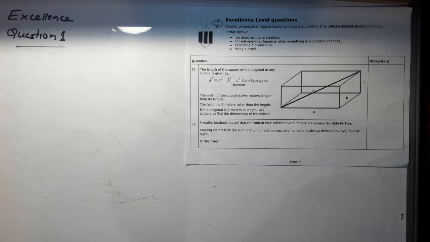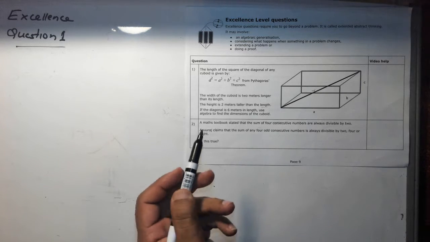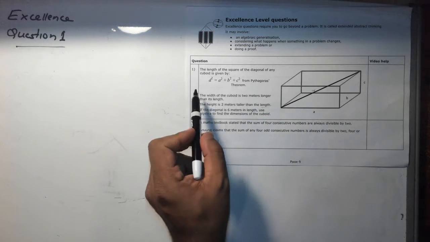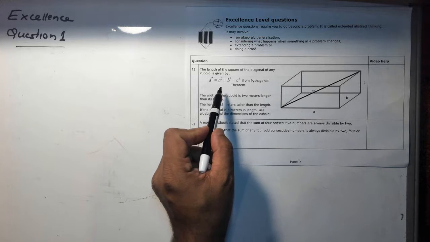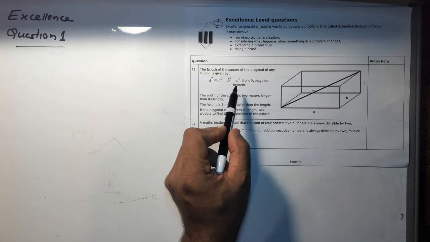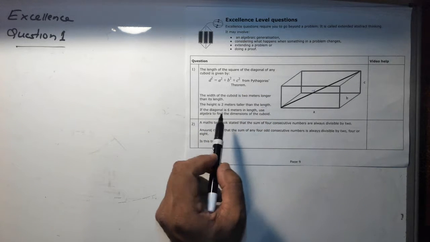Hey everyone, let's start on the excellence questions now, and we'll start with question 1. And question 1 reads as: the length of the square of the diagonal of any cuboid is given by d squared is equal to a squared plus b squared plus c squared, and that is from Pythagoras theorem.